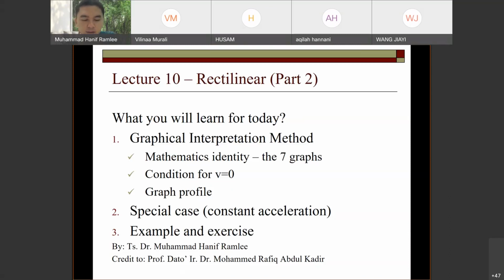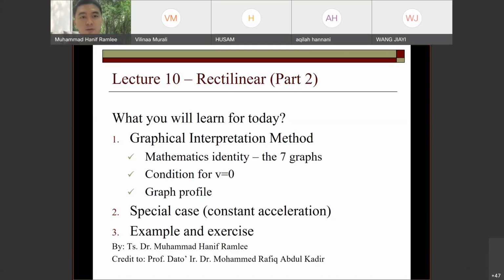All right, let's move on to Lecture 10, which is Rectilinear Motion Part 2. What you will learn today is the graphical method. We have the identity, the 7 graphs. I still remember that one student mentioned in class last week that we can calculate the area under the graph to get the answer. This time we will learn about the area under the graph to calculate the answer, under the mathematical identity and also the graph profile later on.